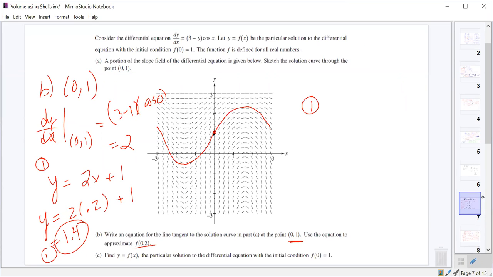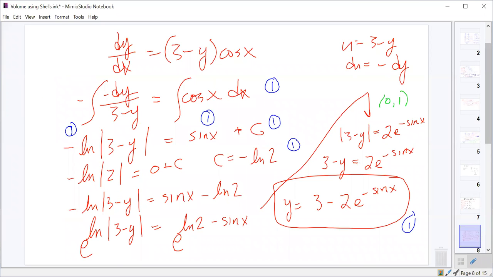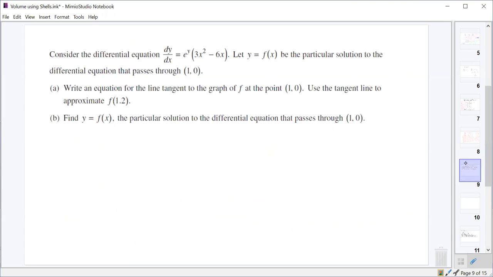No. I mean, we were just evaluating, we got this equation. So somebody was asking about part B again. We got the equation and they just asked us to approximate it at 0.2. So we just plug in 0.2 for x. Everybody good there? Any questions there? Anybody else? Everybody's good?